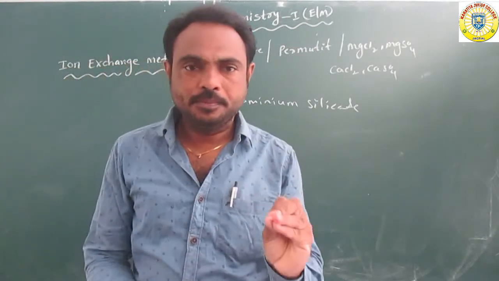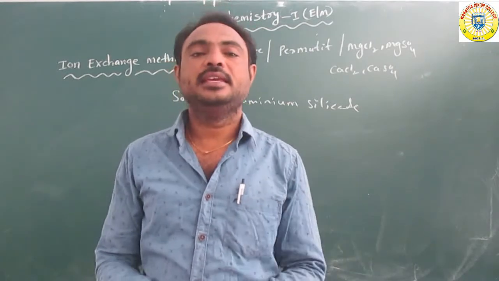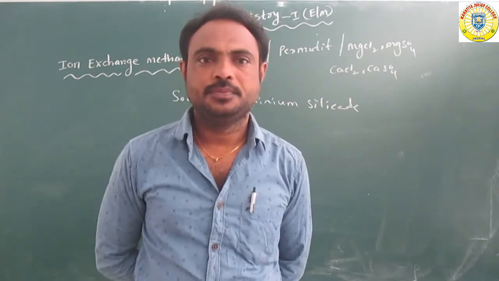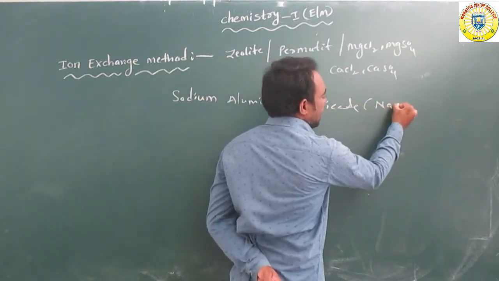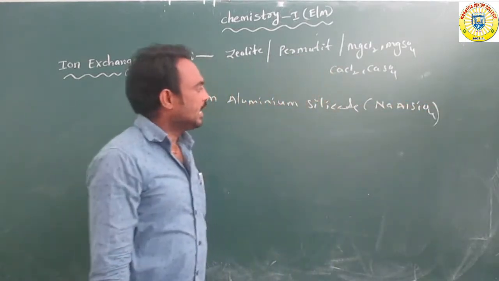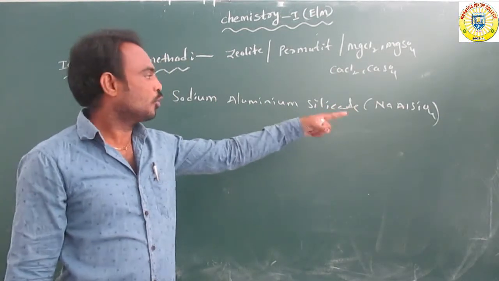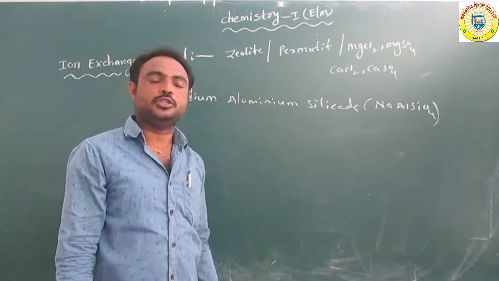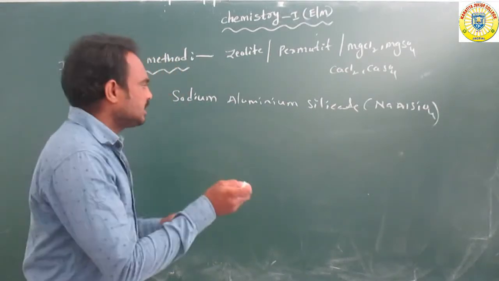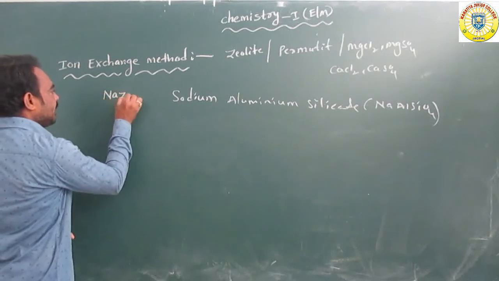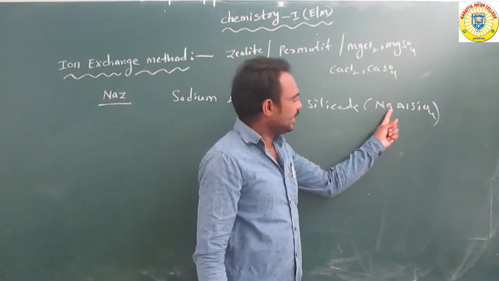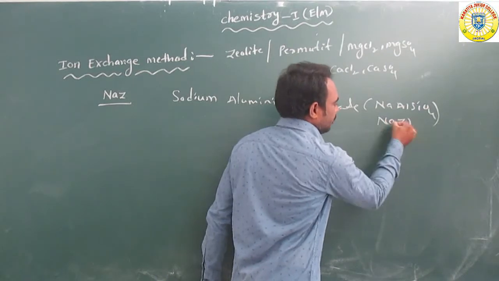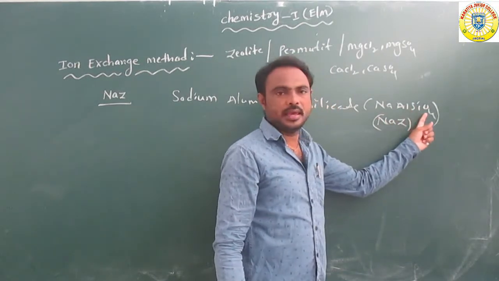Sodium aluminium silicate is also called zeolite or permutit. Overall, NaAlSiO4, sodium aluminium silicate, is called zeolite or permutit. Simply, we write the shortcut NaZ. So in NaZ, Z means AlSiO4.